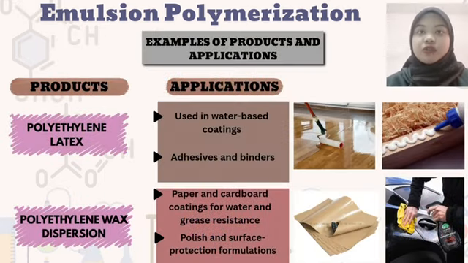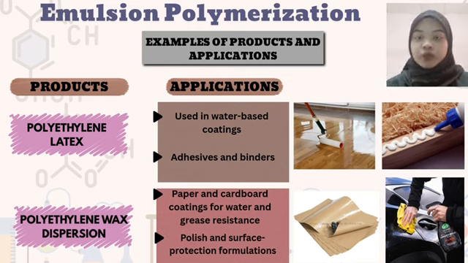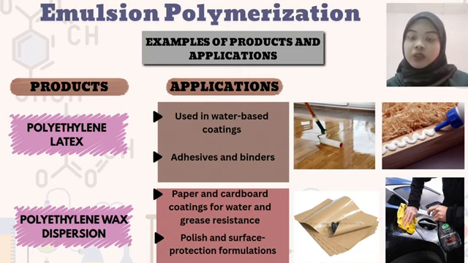Next, I will show examples of products and the application from emulsion polymerization of polyethylene. The first product is polyethylene latex. It is commonly used in water-based coatings as well as in adhesives and binders. Another product is polyethylene wax dispersion. This product is mainly applied in paper and cardboard coatings to improve water and grease resistance. It is also used in polish and surface protection formulations.